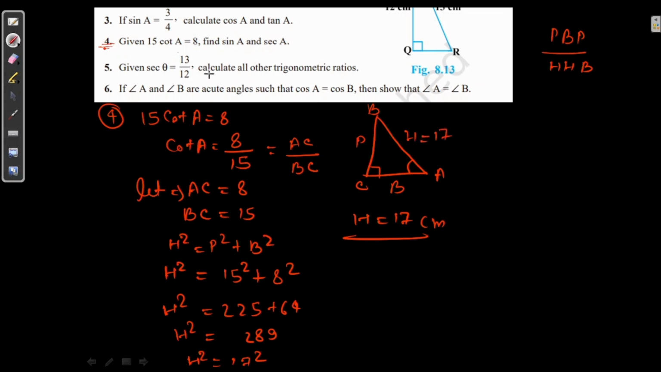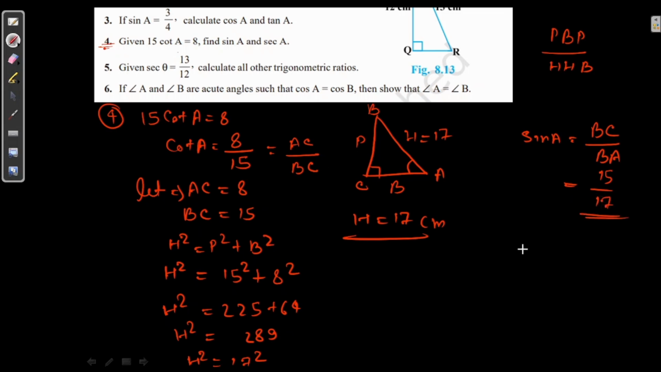Now they are asking to find sin A. So I am applying sin A. What is sin A? P by H. For angle A, what is P? BC. What is H? That is BA. Just put the values. BC was 15. H we have found is 17, which is BA.